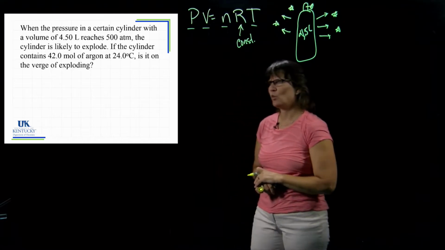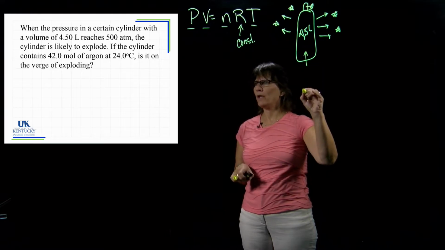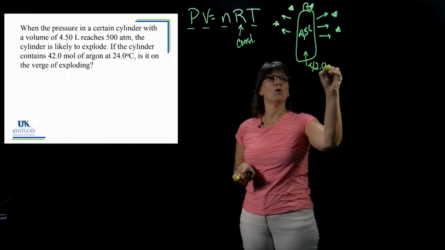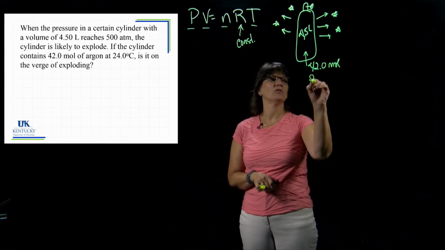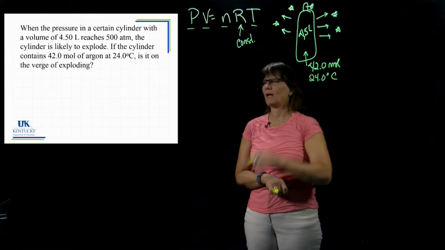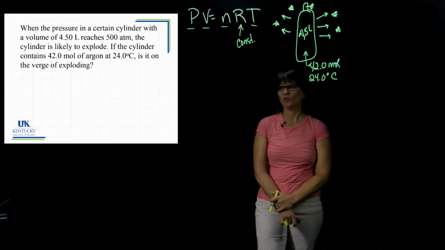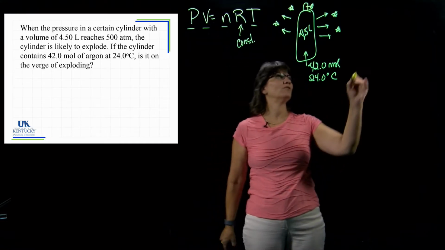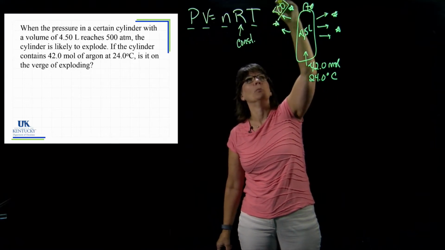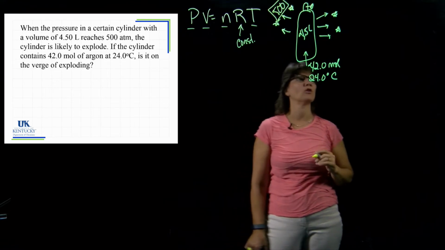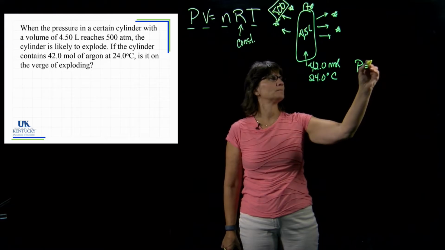Now it tells me that this is what I have in this cylinder. It contains 42.0 moles of gas, okay? It tells me it's 24 degrees Celsius, okay? And from that, it wants to know, is it on the verge of exploding? In other words, what does it want us to find? Because we know that at 500 atmospheres, boom, it's going to explode. Is it going to explode? So what we want to know is, what's the pressure?